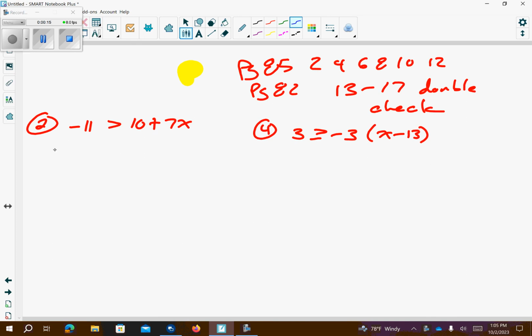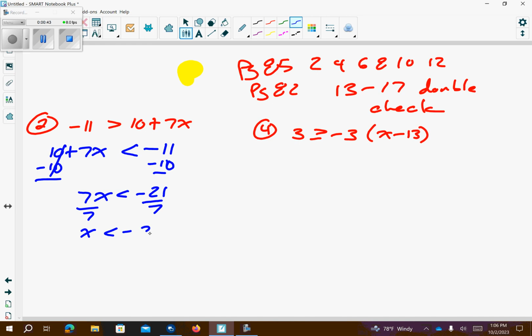First thing I want to do is flip this whole problem over so I can get the x on the left side, then subtract 11 from both sides. So 7x is less than... I need to subtract 10 from both sides. I'm sorry, that should be negative 21. Divide both sides by 7. X is less than negative 3.